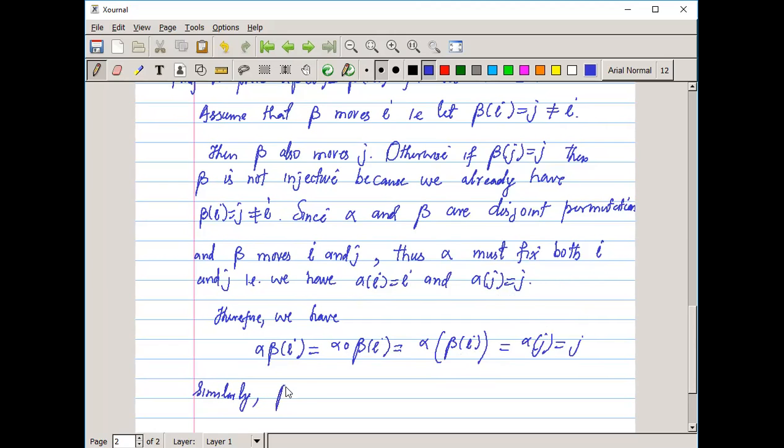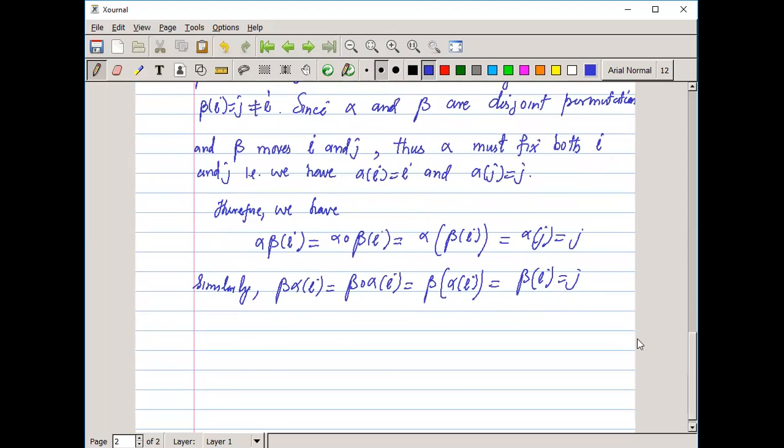Similarly, what about beta alpha of I? This is equal to beta composition of alpha of I, so by definition it is beta alpha of I. Now as alpha of I is equal to I, this is beta of I, and therefore this is equal to j. So in both cases we have alpha beta of I is equal to j and beta alpha of I is equal to j.